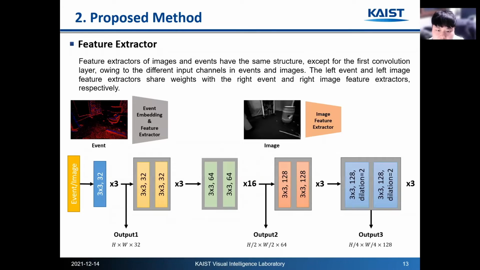Events and images pass through the first 3 convolutions and are extracted as the largest feature map. And as the layers pass, the size of the channel dimension increases and the size of the height and width decreases, which is extracted as a feature map. 3 feature maps of different sizes are generated.